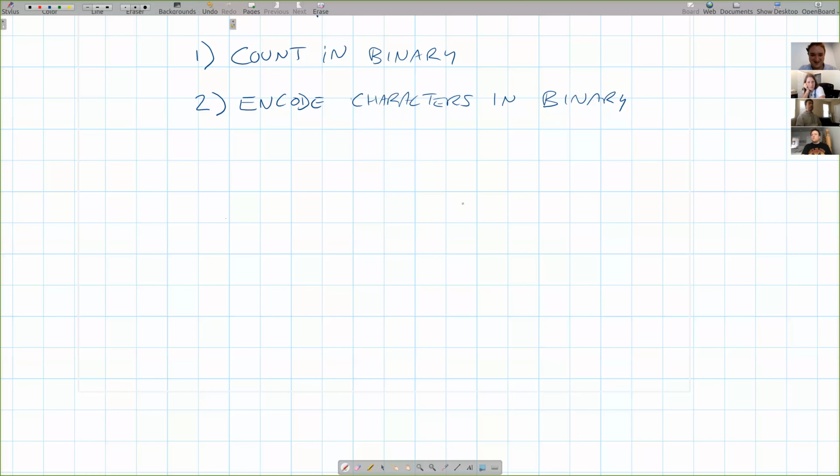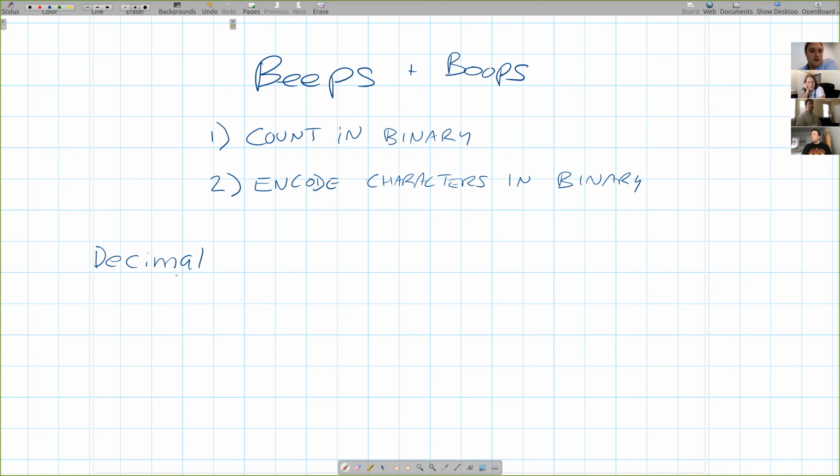All right, so let's talk about decimal. In the decimal system, our counting system, we have 10 values: 0, 1, 2, 3, 4, 5, 6, 7, 8, 9. All right, so 10 characters that we can use to represent numbers.